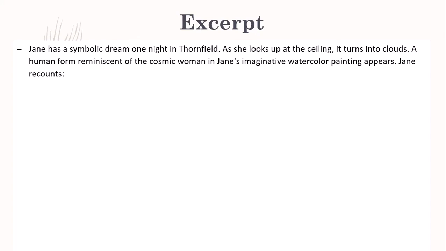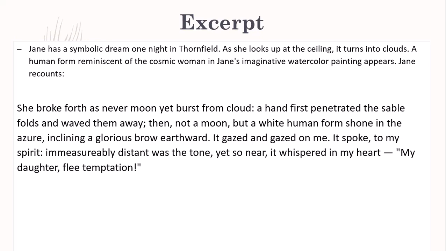So an excerpt. Here is just a short example before we close. Jane has a symbolic dream, just to set up the excerpt. Jane has a symbolic dream one night in Thornfield. She looks up in the ceiling and it sort of turns to clouds. A human form, reminiscent of a watercolor painting that she did, appears. And here's what she says.